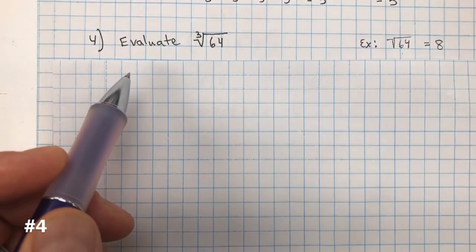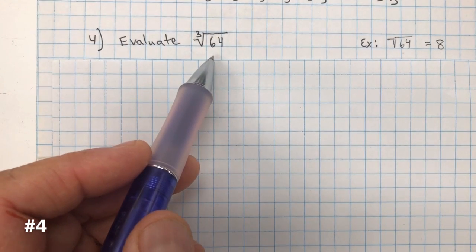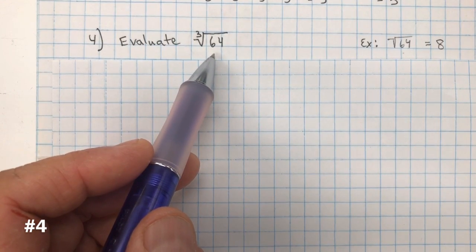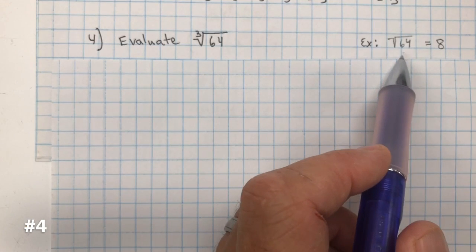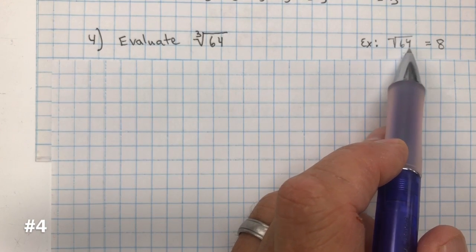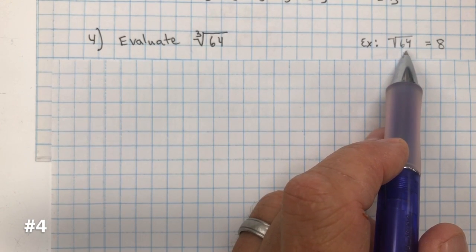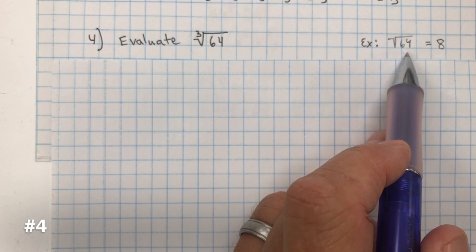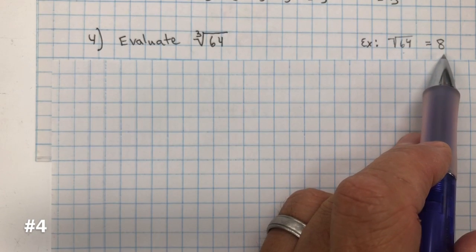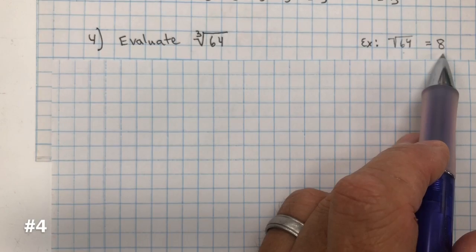For number 4, we need to evaluate the cube root of 64. Before I do that, I want to look at the square root of 64. What number multiplied by itself 2 times would give you 64? That would be 8, because 8 multiplied by 8 is 64.